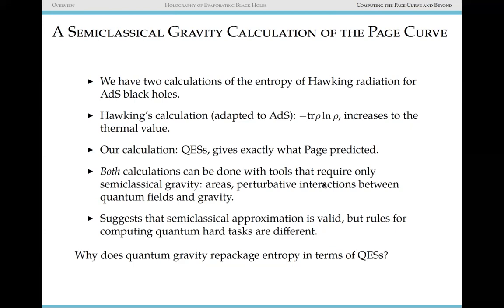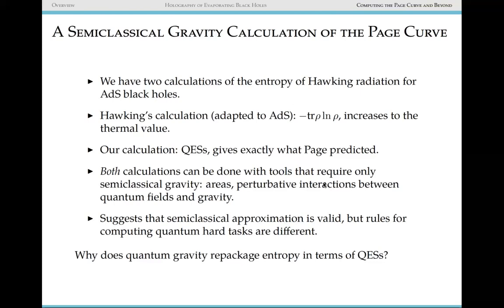Now, the surprising thing is that both of these calculations don't require access to an analysis from quantum gravity. Both of these use things like areas and effective field theory, semi-classical quantum fields propagating on a curved spacetime, minimal back reaction, and so on. So both of them can be done with the tools of semi-classical effective field theory, but of course, they give very different answers.